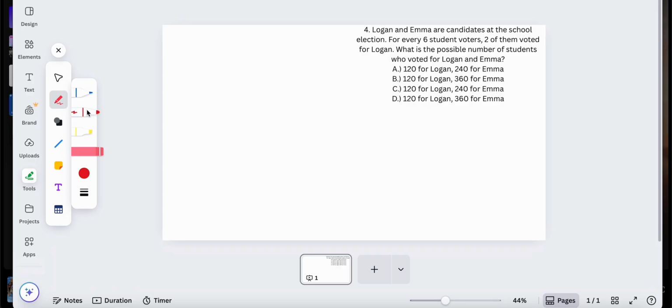Alright. Logan and Emma are candidates at the school election. For every 6 student voters, 2 of them voted for Logan. What is the possible number of students who voted for Logan and Emma? So we have to read this very carefully. The wording here is pretty difficult.